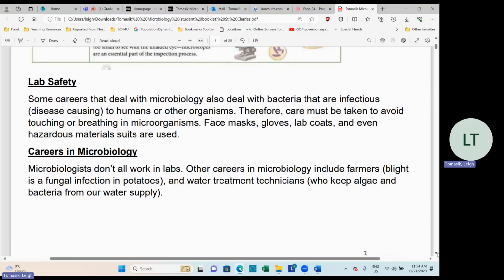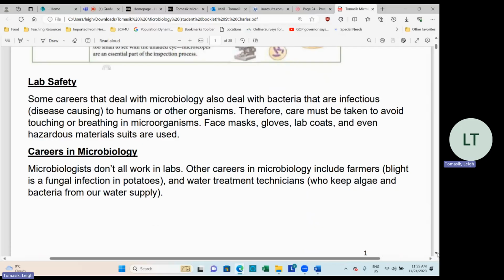And now we're going to talk about safety. Some careers that deal with microbiology also deal with bacteria that are infectious, right? Disease causing, contagious to humans and other organisms. Therefore, care must be taken to avoid touching or breathing in microorganisms. So if we do microbiology, we usually wear extra protective equipment, including face masks, gloves, lab coats, and even hazardous material suits. Sometimes they shorten the name of hazardous material suits to hazmat suits.